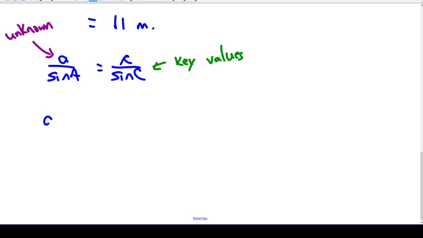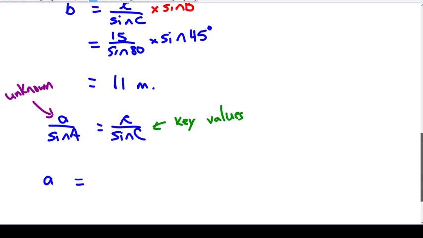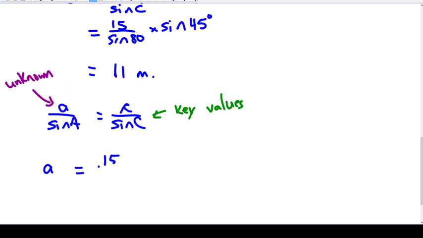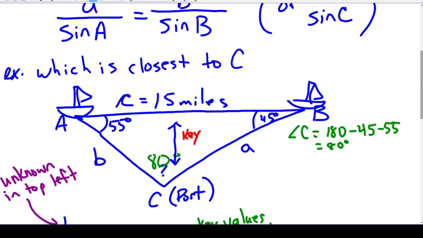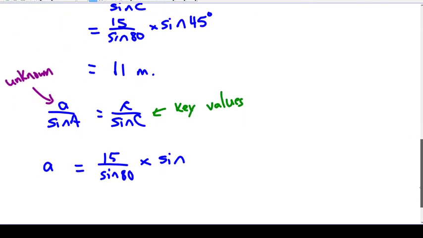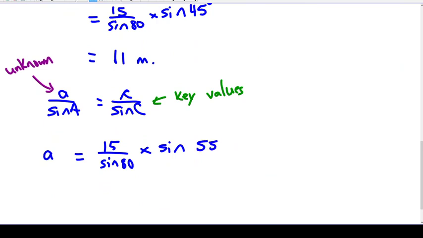Now we're going to isolate, but at the same time, this time I'm going to substitute the numbers in, okay? So little c over sine C are the same values we had before, so 15 over sine 80. And we're going to multiply by sine A, A being our other angle of 55 degrees. And I'm going to type all those into my calculator. This I'm just going to do off screen if that's okay.